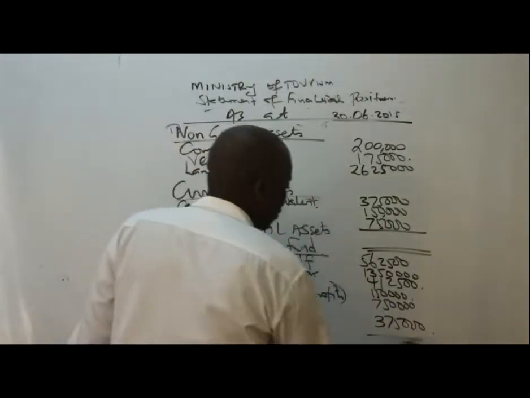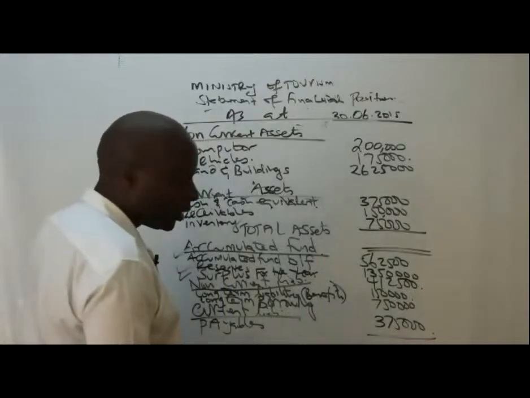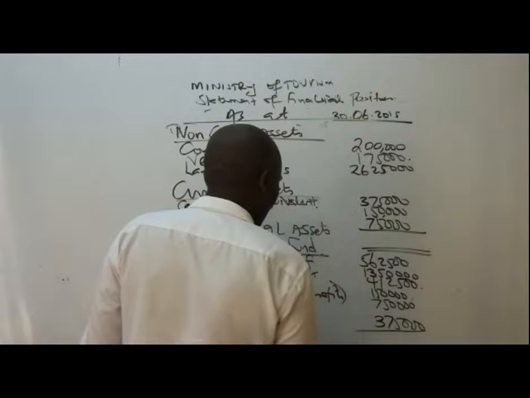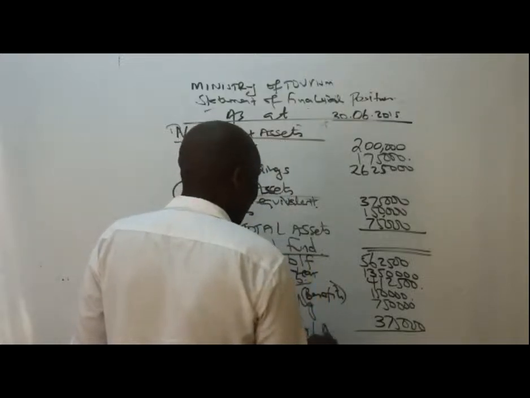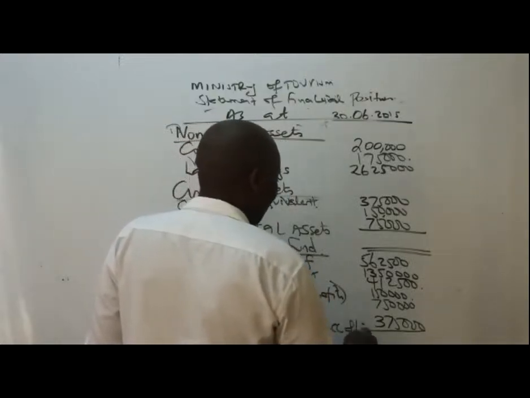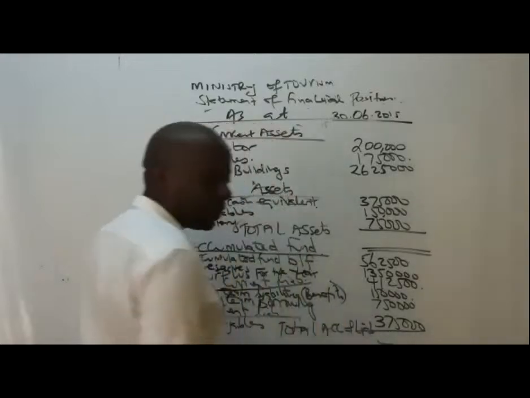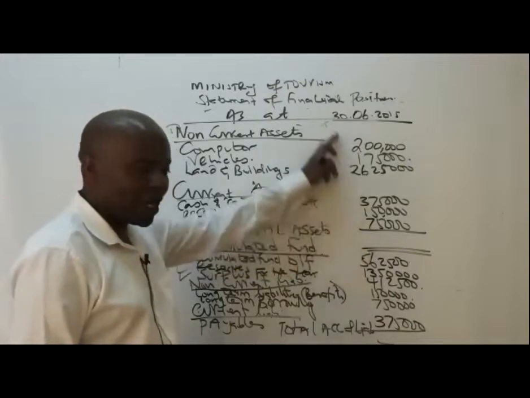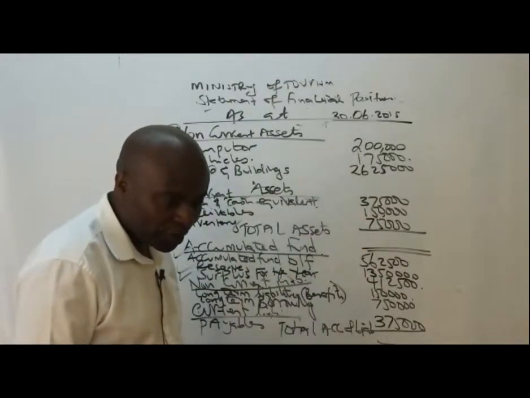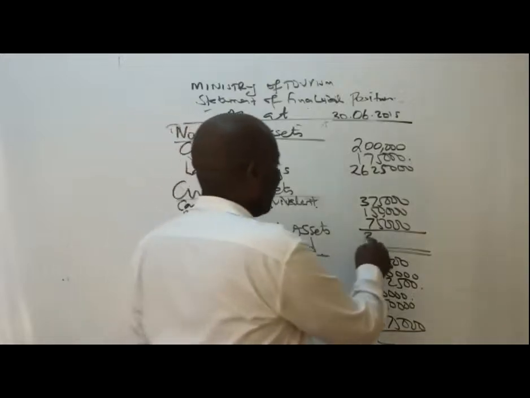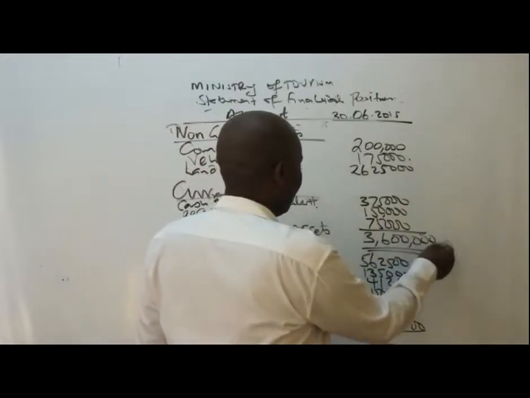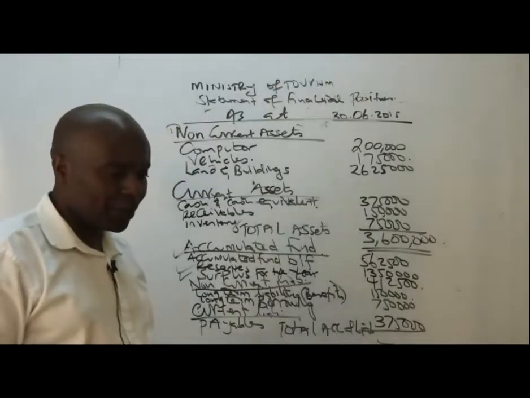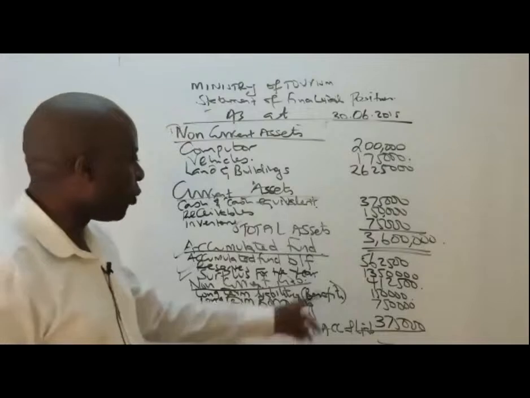And then some other students to come and add for us to give us the total accumulated fund and liabilities. Somebody should add this. Give us a figure. We're adding everything. Total assets, I'm being given a figure of 3.6 million. How about the total accumulated?